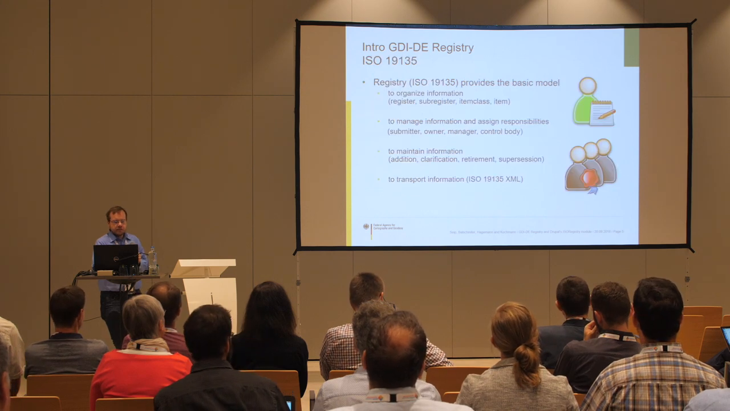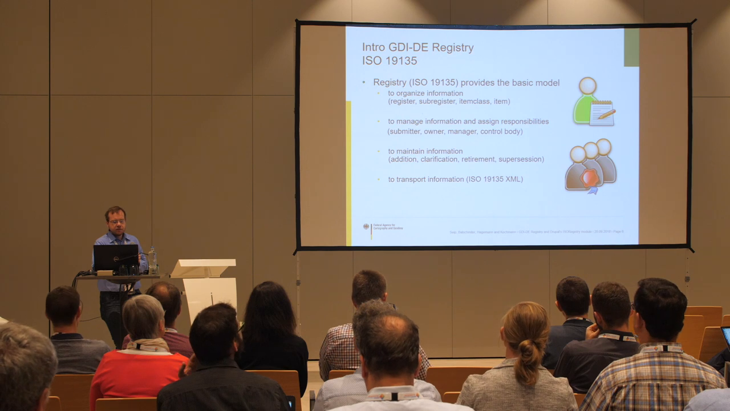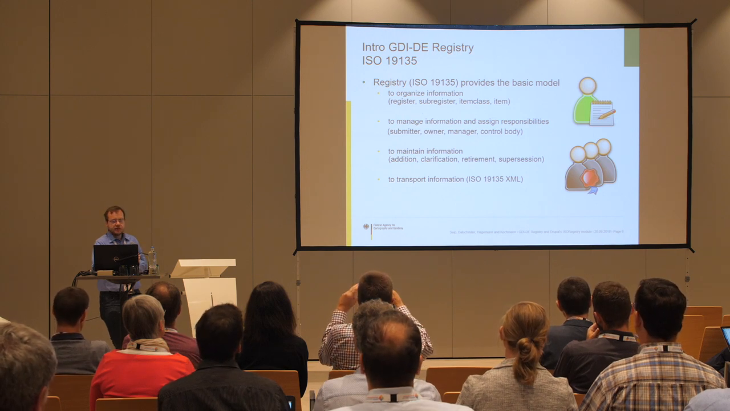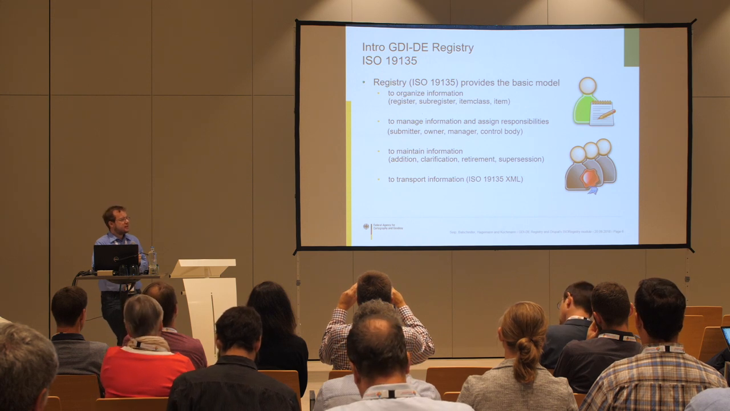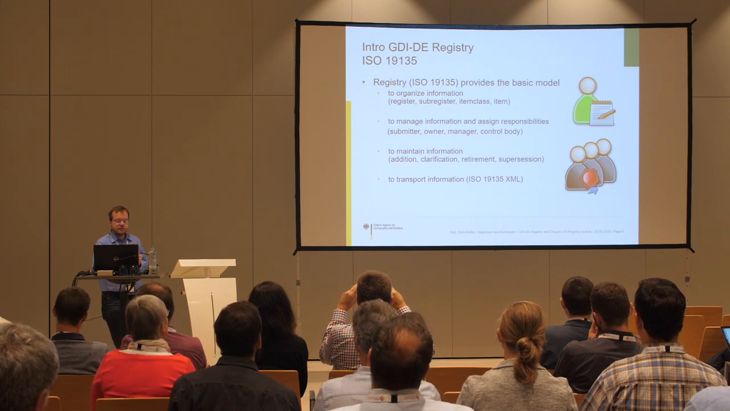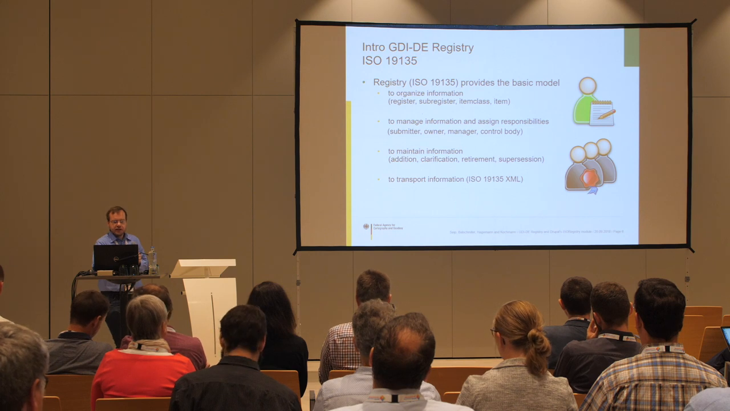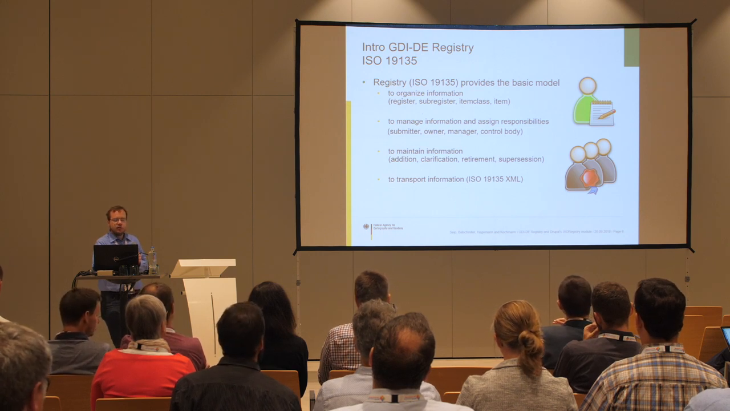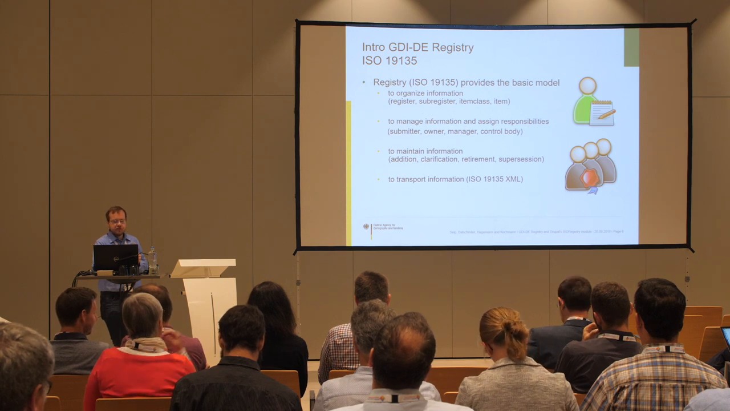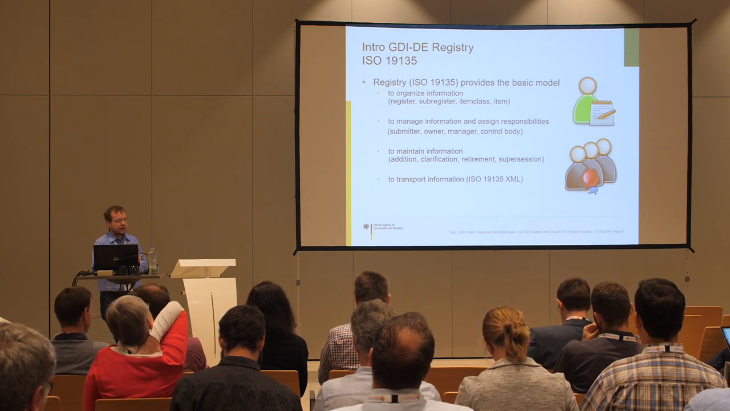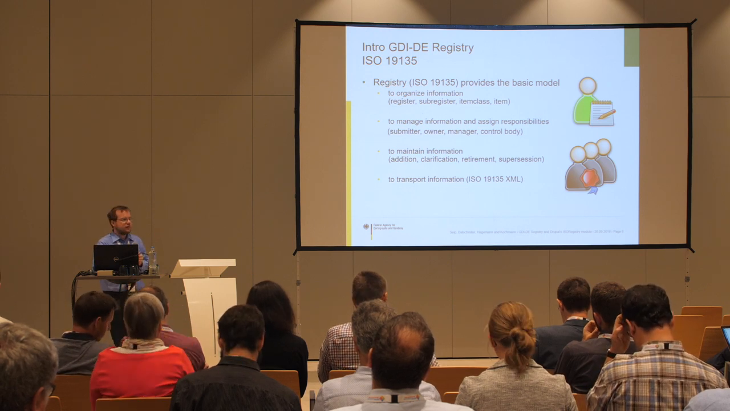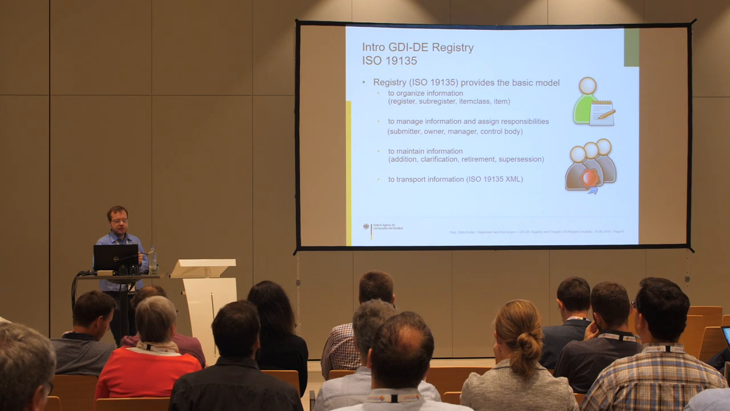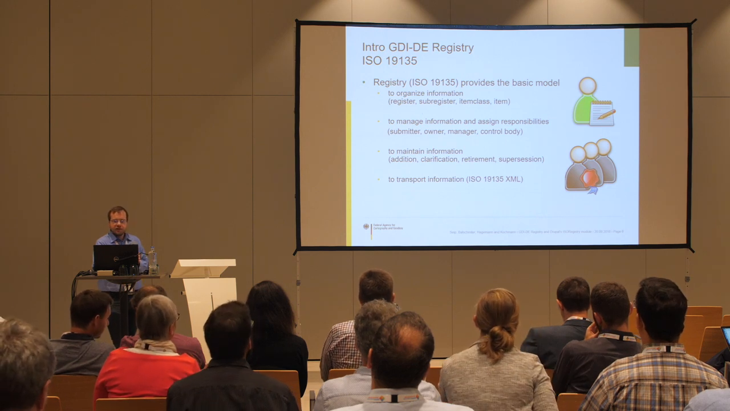Here are some facts about the ISO 19135 processes and roles. It is to organize information in registers, subregisters, item classes, items, to manage information and assign responsibilities, submitter, owner, manager, control body, and to maintain information by additions, clarifications, retirements, and supersessions, and to transport this information, for example, in ISO 19135 XML format.